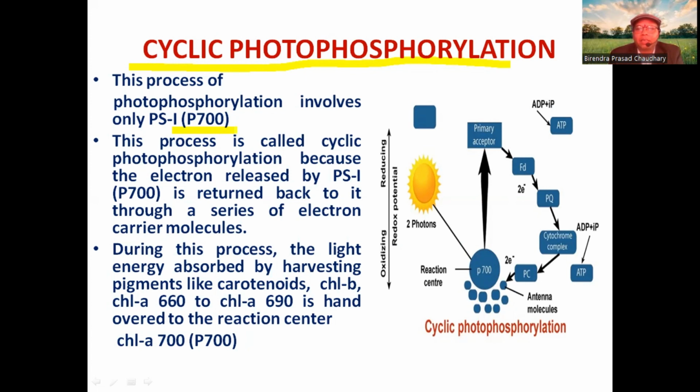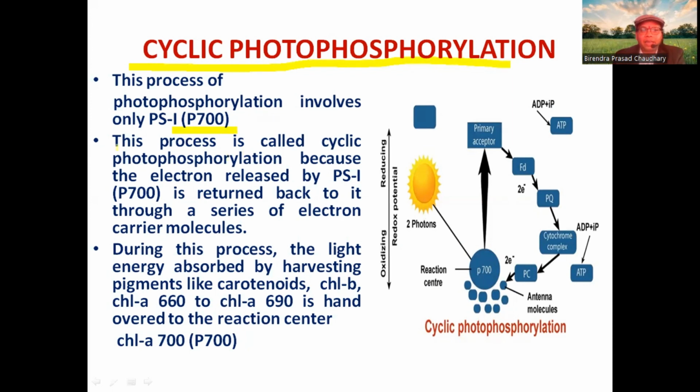You can say only photosystem first is involved. We should know this first: only photosystem first is involved in cyclic photophosphorylation, and its reaction center is P700, a chlorophyll A molecule, which can absorb light energy of 700 nanometer. So for its reaction center, P700, you have to consider the reaction center. This process is called cyclic.